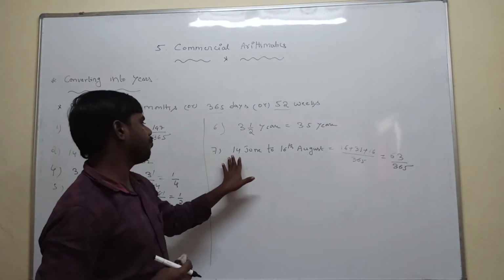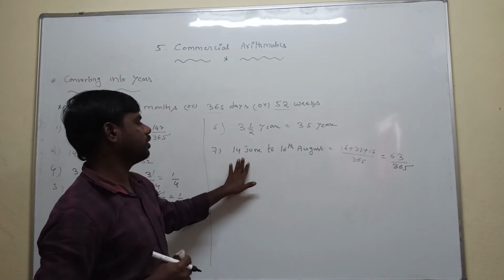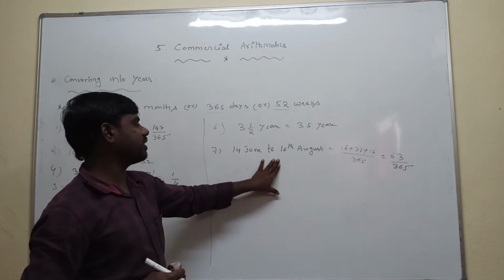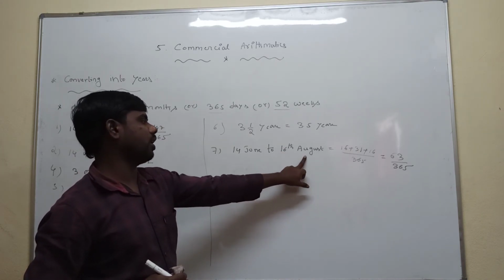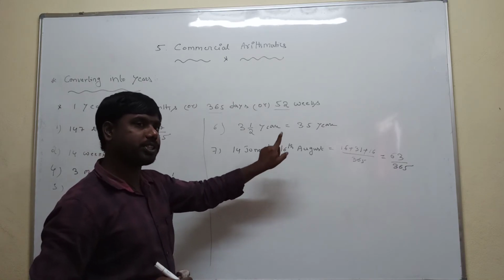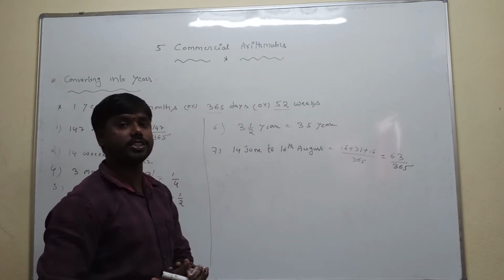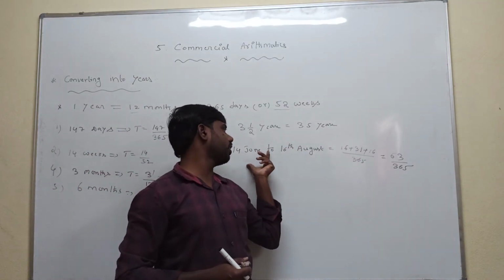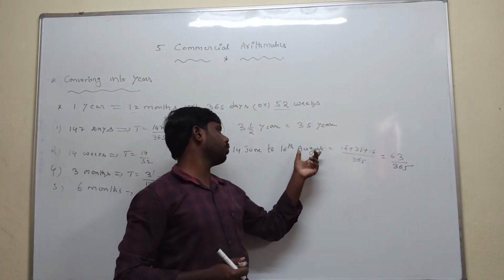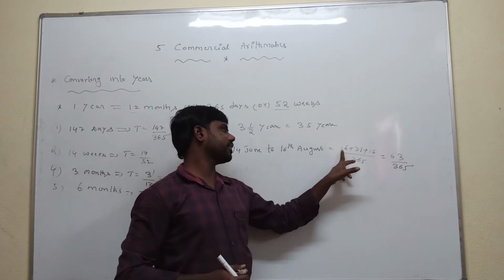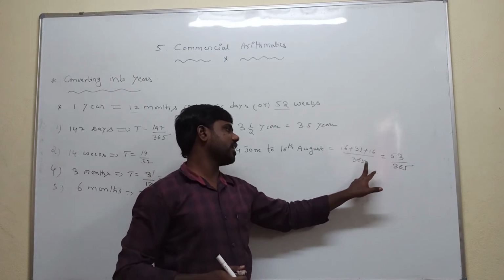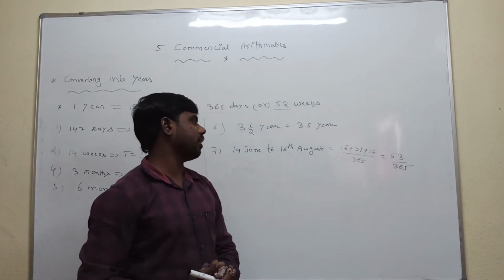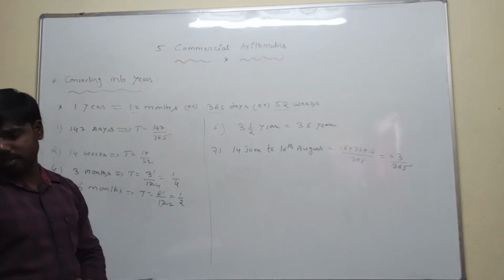Because of 14 June. 14 June means how many days are left? 16 days are left. July has 31 days. From 16th August, we have to count from 1 to 16. How many days are left? Totally 16 days. That's why we are adding the days from June to August. 16 plus 31 plus 16 by 365 is equal to 63 divided by 365. Everyone understood? Next one.